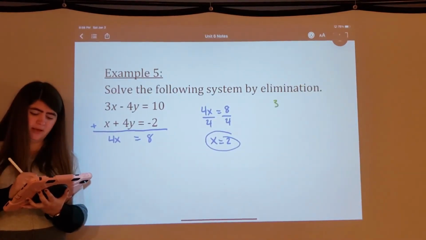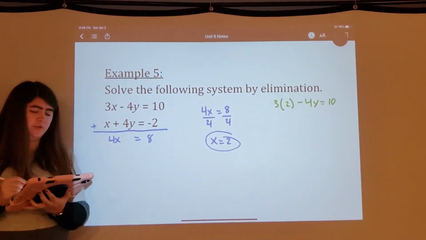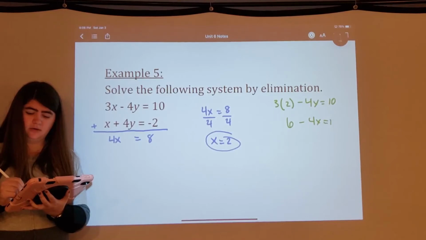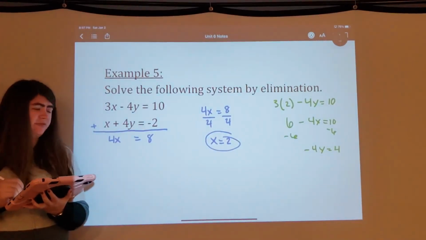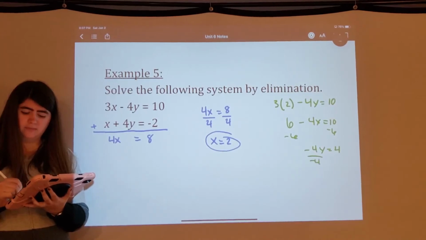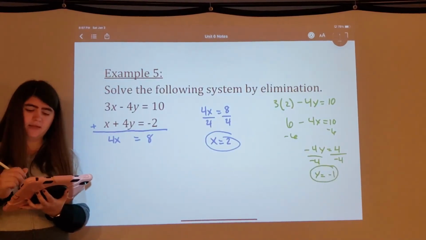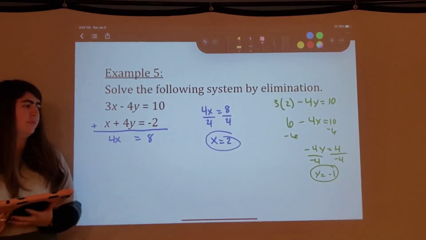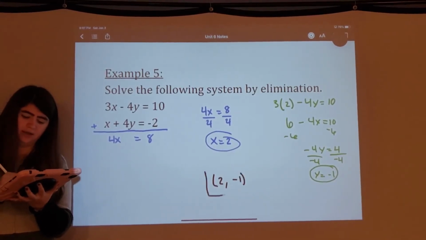So I have 3 times x, which is 2, minus 4y is equal to 10. 3 times 2 is 6. So I have 6 minus 4y is equal to 10. I'm going to subtract 6 from both sides, which gives me negative 4y is equal to positive 4. I'm going to divide out negative 4 from both sides. And that leaves me with y is equal to negative 1. Now that I have those two things, I can write those in my ordered pair. So I have 2 for x and negative 1 for y, and that is my solution.